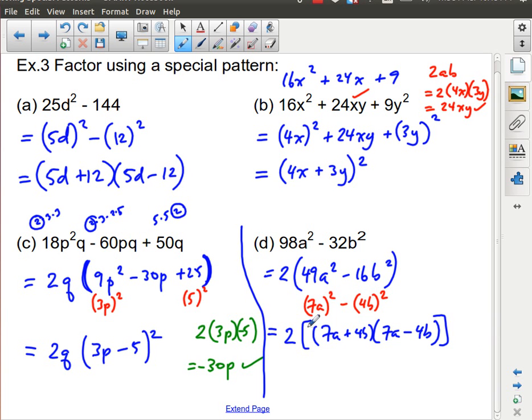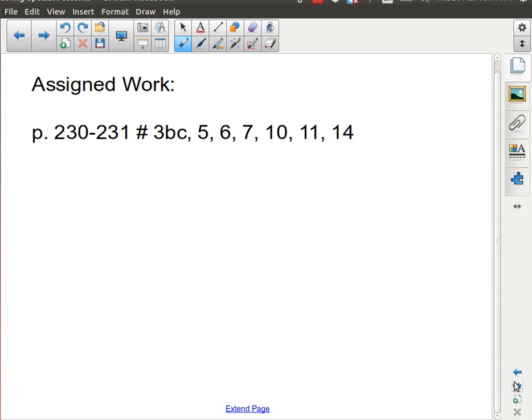But you can see all we have is multiplication here. Multiplication, multiplication. So I'm just going to write this as 2 times 7a plus 4b, 7a minus 4b. Okay, and that's it. Different patterns. One of them is called a perfect square. The other one is called a difference of squares.